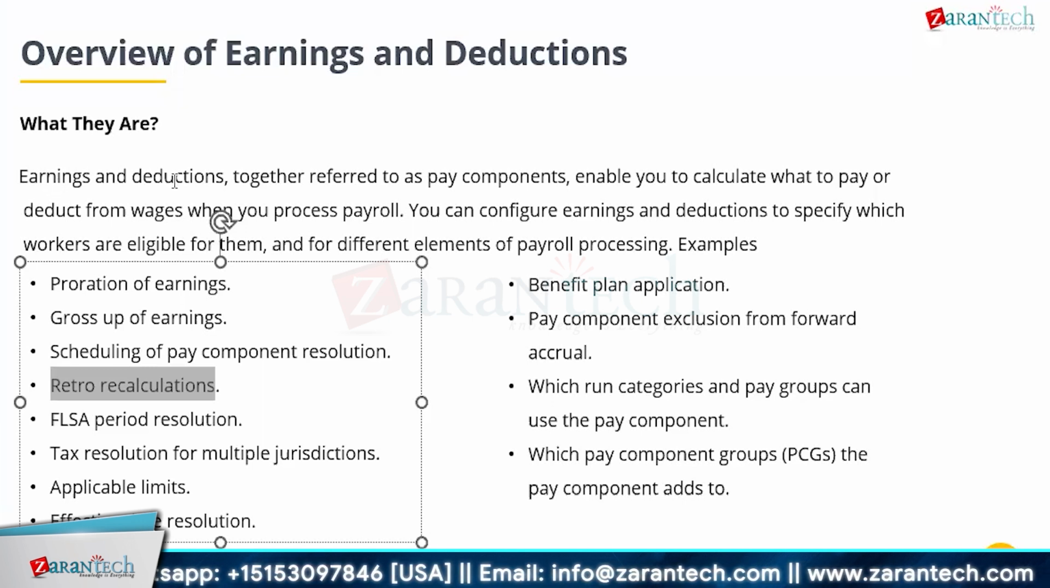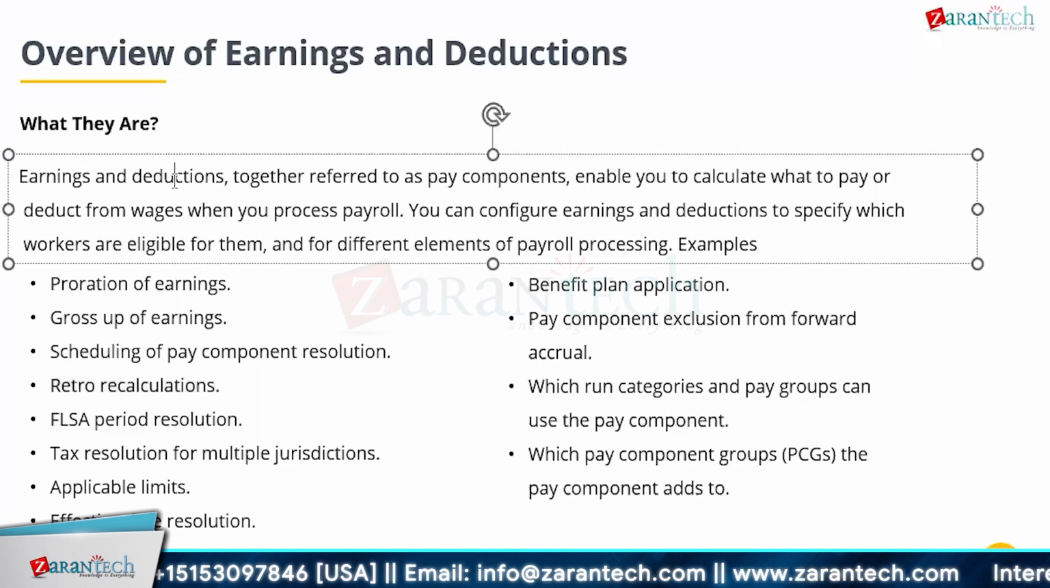So let's say at an earning level you are not saying that this earning should be processed in a retro, and you are giving a pay input 2 months back, thinking that this was something that the employee had missed, and now I'm giving it, so this should pick up in retro. But at the earning level, you have not configured the earning for retro, so it will not. So the retro setup, whether the earning or deduction needs to resolve, is driven from the earning level.